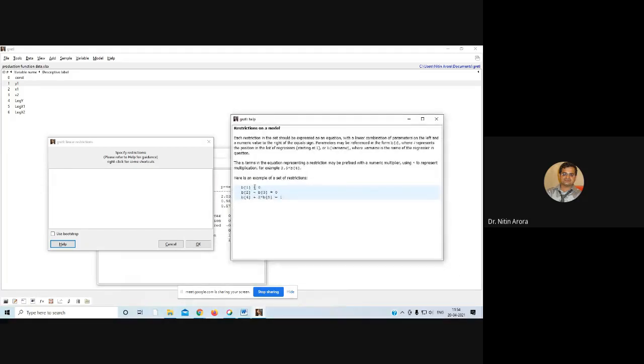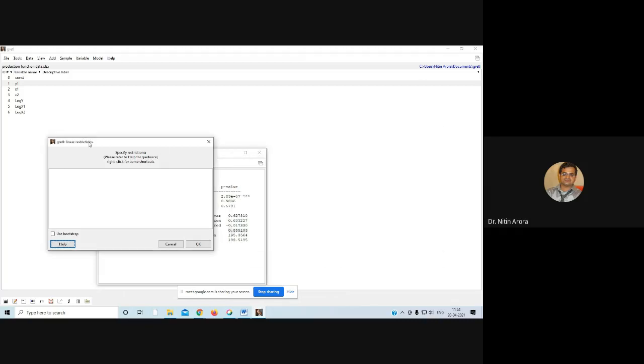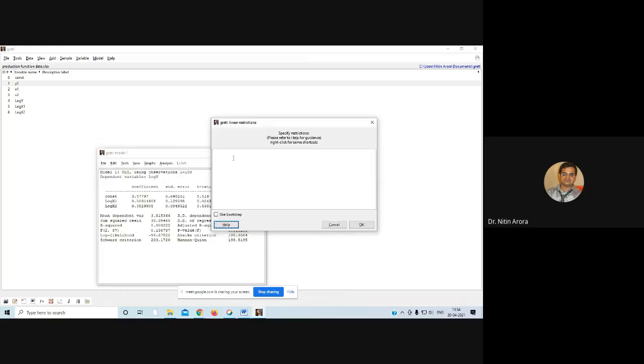See, B1 will be my... this is just an example that we are taking from Gretl. Since we have three coefficients, B1, B2, B3, the restriction is b[1] plus b[2] is equal to unity. This we want to test.